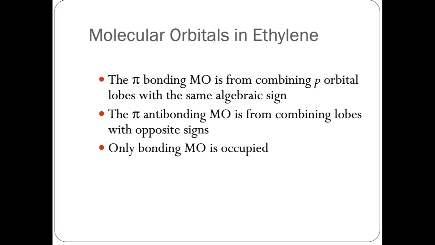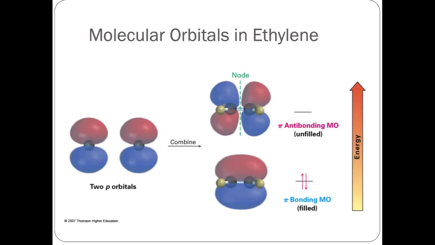Molecular orbitals in ethylene. The pi bonding MO is from combining p orbital lobes with the same algebraic sign. The pi antibonding MO is from combining lobes with opposite signs. Only the bonding MO is occupied.